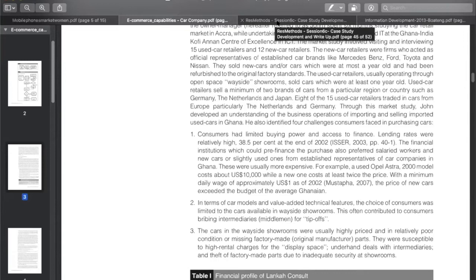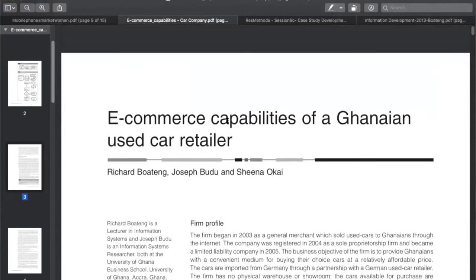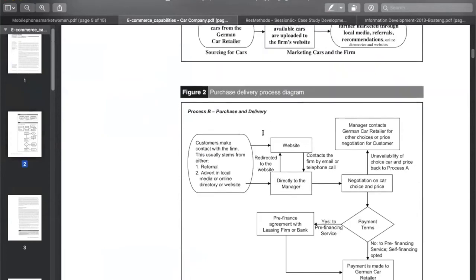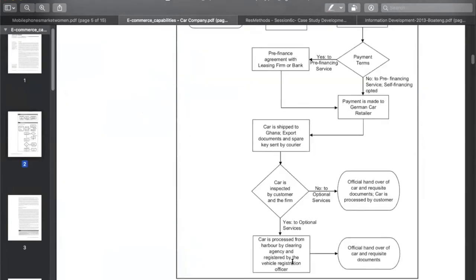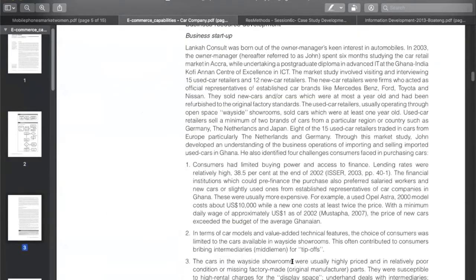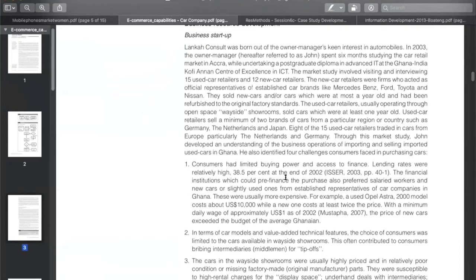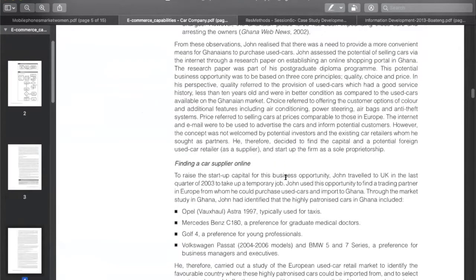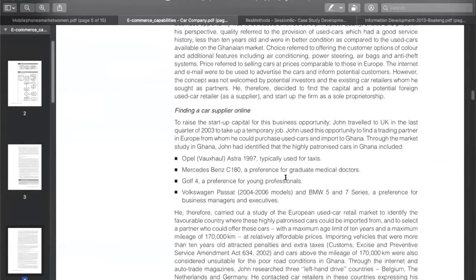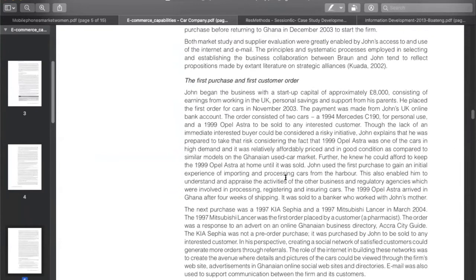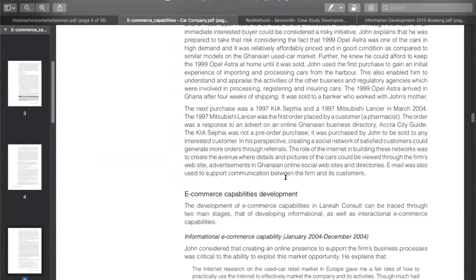The case phenomenon. If you read the case study I gave you on mobile commerce, let's look at it. This is the firm profile. So everything here is more about mechanical, how something works. Even the diagram about how it works is given. Then we go to the business resource development, how we began the business itself, and that is developmental. How we found our first supplier online, developmental. How we made our first pitches and first customer order, developmental.